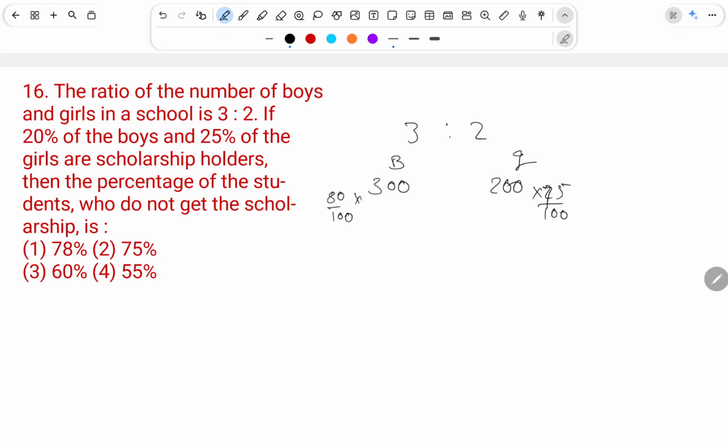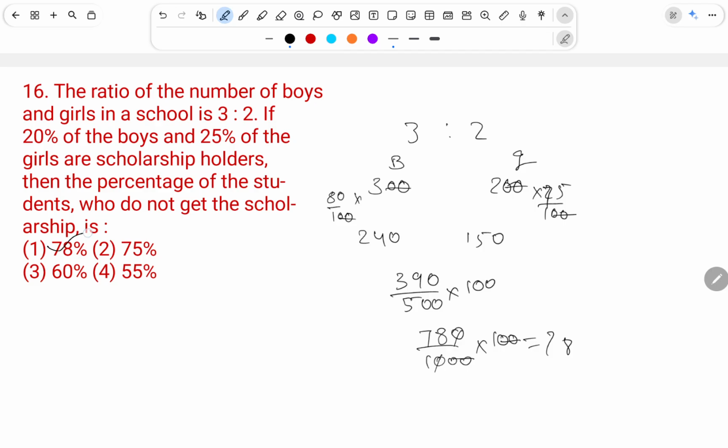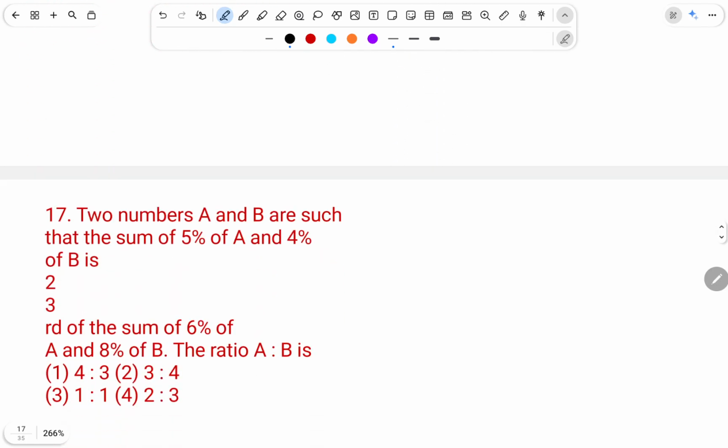Now the percentage of the students who do not get: zeros cancelled, 240, zeros cancelled, 150. So total 390 out of 300 plus 200, 500, into 100. Now if you say this, in the denominator if it is 1000, means 780 by 1000 into 100. It becomes easy to calculate. 78% of the students didn't get scholarship.